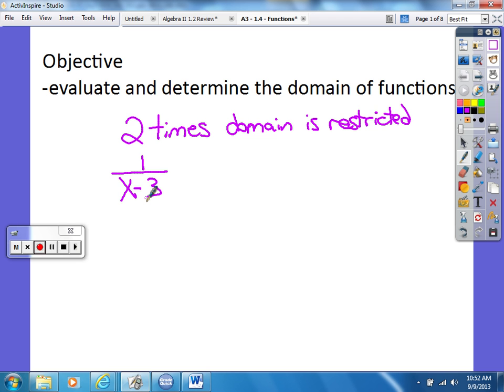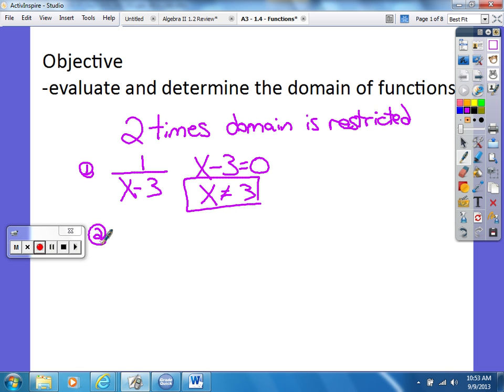what are you never allowed in a denominator? No, I'm allowed a negative. I'm not allowed 0, that's right. So here, if I set x minus 3 equal to 0, I get x equals 3. And actually, it's not x equals 3, it's x cannot equal 3. I'm not allowed to have 0 down there in the bottom. So if I plug in 3, uh-oh, it's 1 over 0, and that's gone. So that's the first time it's restricted.